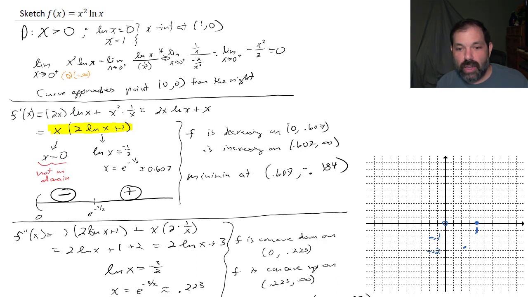I have an inflection point at 0.223. So 0.25, that's 0.25, so 0.223 is a little bit less. And then negative 0.075 is about here. There's my inflection point. It was decreasing and concave down, then decreasing and concave up, then increasing and concave up the rest of the way. There's a sketch of the curve. The function is x squared times the natural log of x.